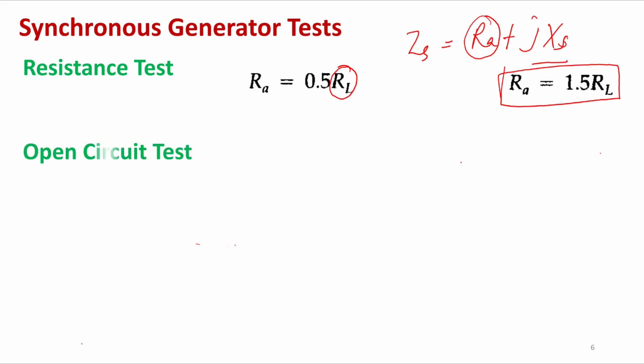So how much have you gone beyond the rated value? 50% above the rated value? No. How much? If you go 50% above the rated value, then you will actually find saturation. 25%.